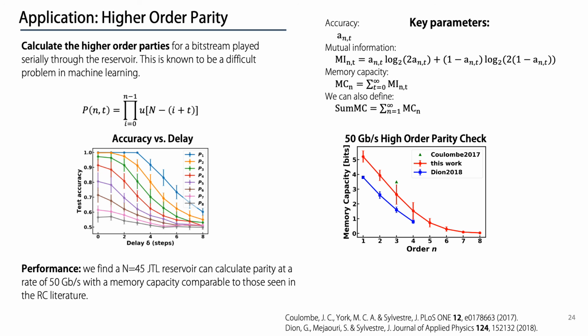You can extract important information about the memory capacity and the mutual information in the reservoir by examining this data. What we find, as shown on the plot on the right side of the slide, is that we're able to achieve comparable memory capacities to other reservoirs seen in the literature. What is different in this case is that we're able to do this at 50 gigabits per second, which is quite a bit higher than other applications we've seen.